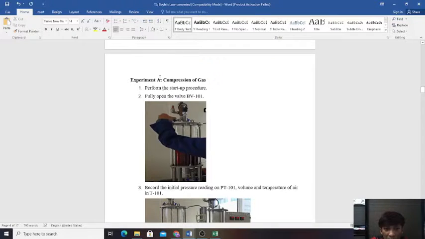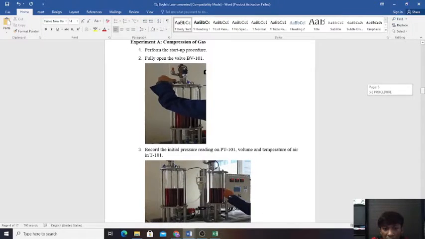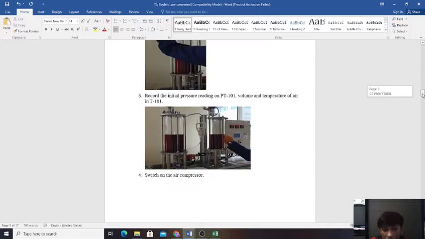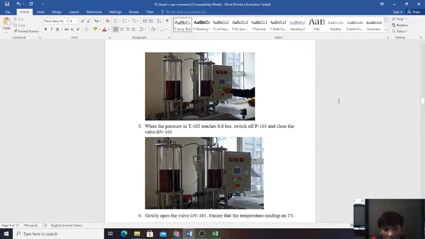Then for experiment A, compression of gas. First, perform the startup procedure and then fully open the valve BV101 and record the initial pressure reading PT101, volume and temperature of air in T101, and then switch on the air compressor. Next, when the pressure in T102 reaches 0.8 bar, switch off P101 and close the valve BV101.